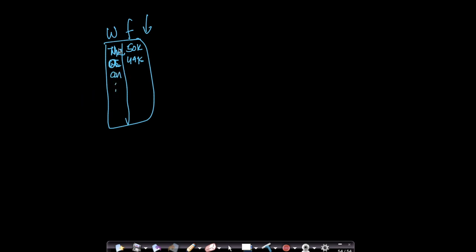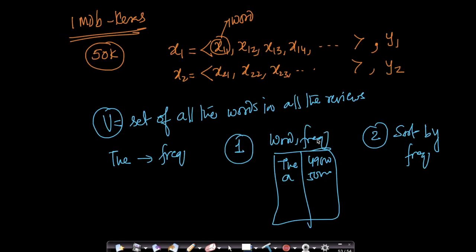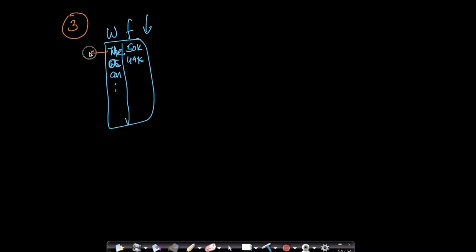So for every word, this is the first word. When you sort it, in my third step, after I got the frequency counts and sorted, I will give the word the an index, or rank, of 1. So whenever I see the word the, I'll replace it with 1. Whenever I see the word a, I'll replace it with 2. Whenever I see the word an, I'll replace it with 3, and so on.